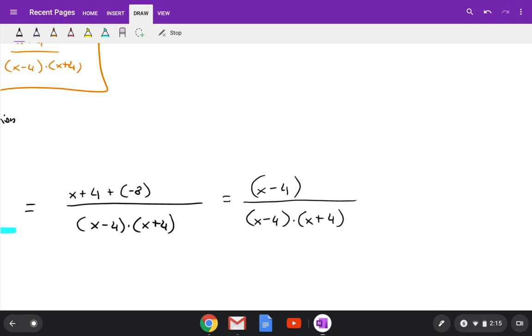And look what happened. We have a repeating factor. We have x minus 4 on the top, x minus 4 on the bottom. So that will cancel. And that will give you, since there are no factors left on the top, that means there is 1 over there, because you can always put 1 times, right? And on the bottom, you just have x plus 4. And that's our final answer.